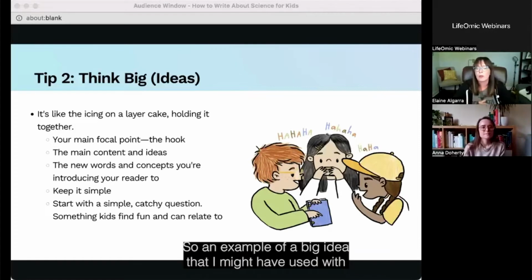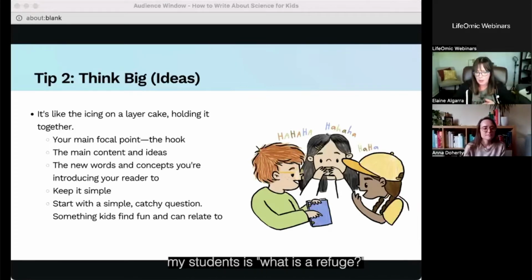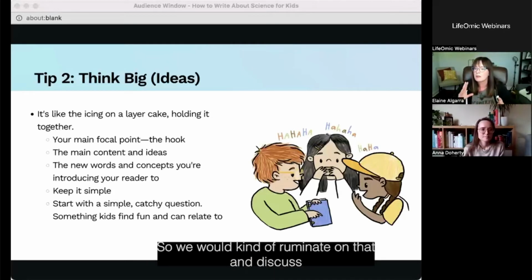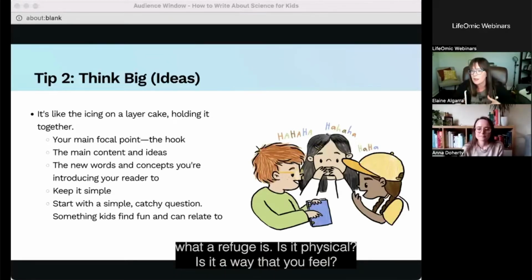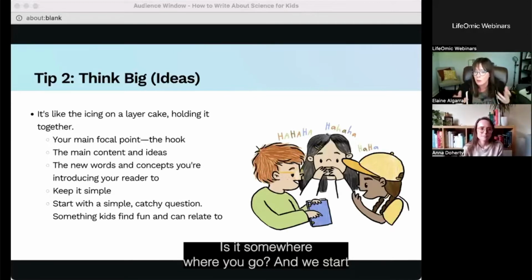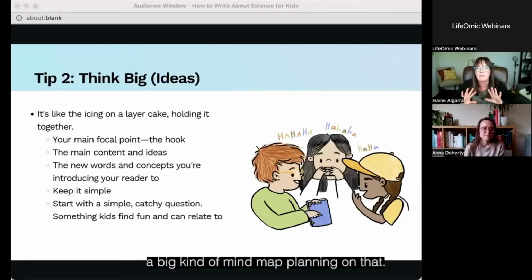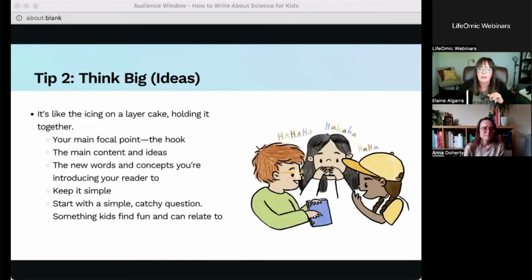An example of a big idea that I might have used with my students was, what is a refuge? We would ruminate on that and discuss what a refuge is. Is it physical? Is it a way that you feel? Is it somewhere where you go? And we would start big mind map planning on that.